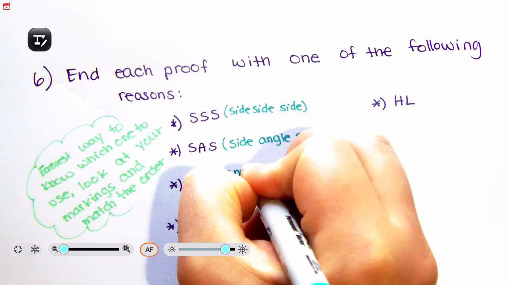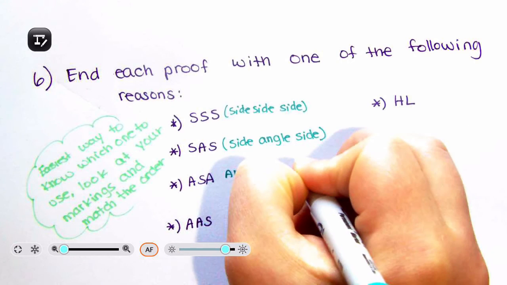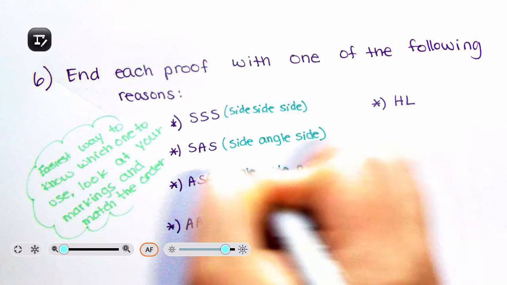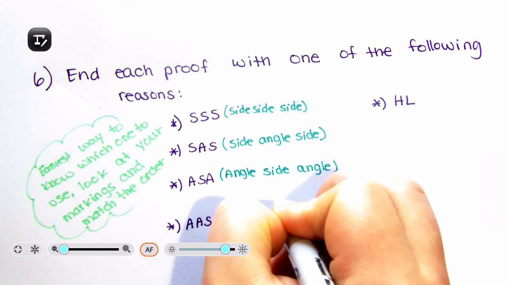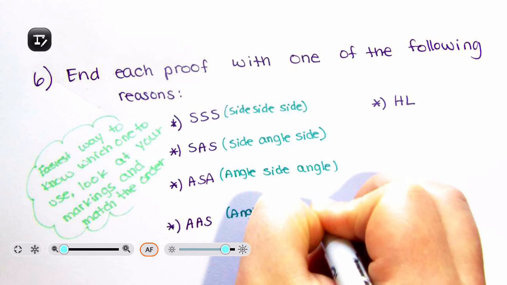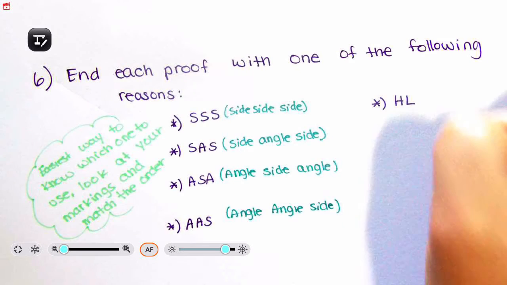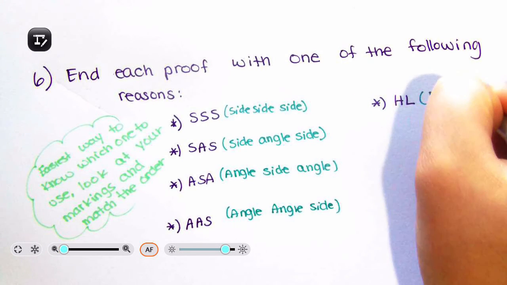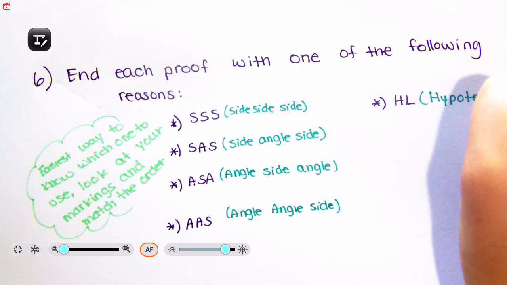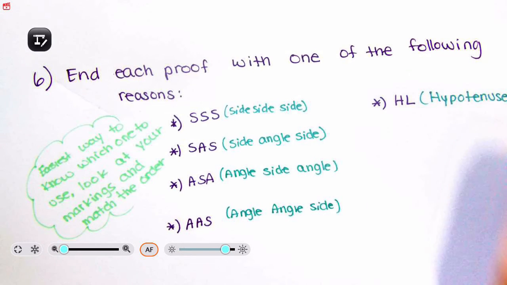Angle, side, angle, and then angle, angle, side. And this is hypotenuse, and leg.